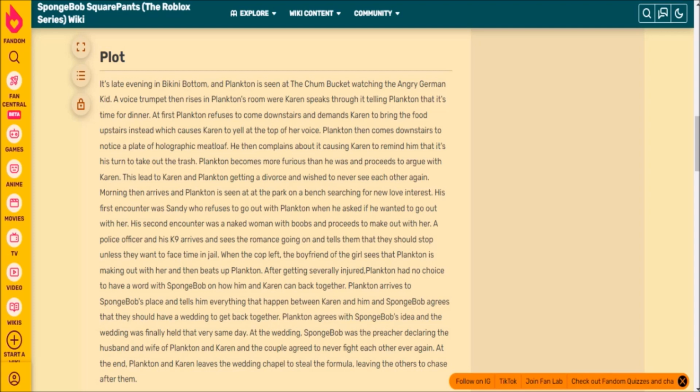Morning then arrives, and Plankton is seen at the park on a bench, searching for new love interests. His first encounter was Sandy, who refuses to go out with Plankton, and he asks if she wanted to go out with her.